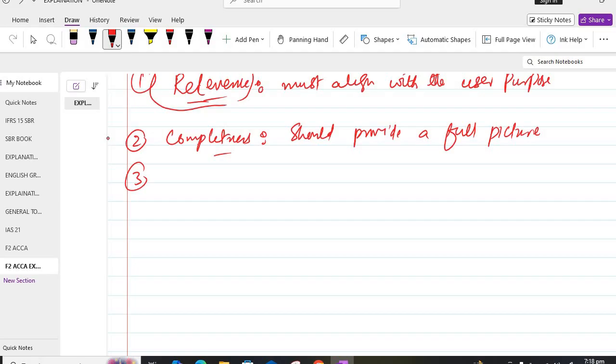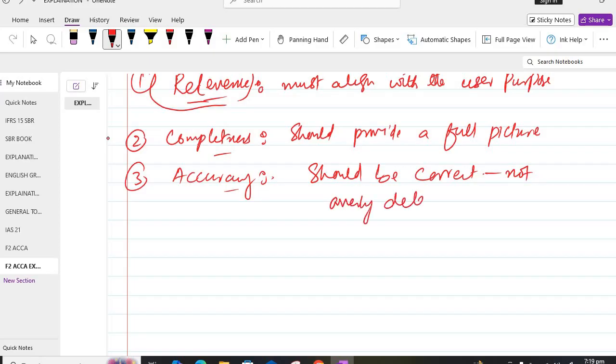is accuracy. The information you are providing should be correct, but it should not be overly detailed. Okay, this means that sale figures should be rounded. Let's say the sale figure should be rounded to the nearest thousand, unless the exact numbers are critical.